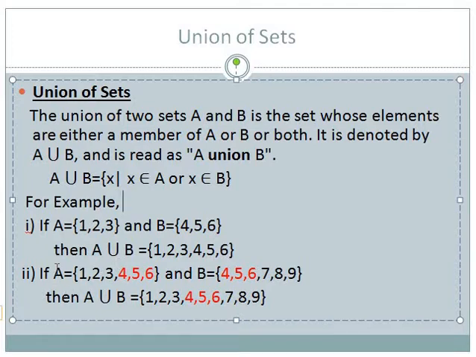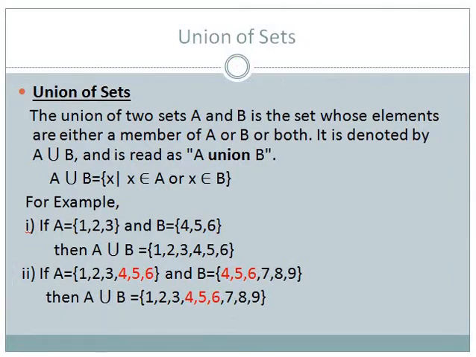Now in the next example, A represents the set from 1 to 6 and B represents the set from 4 to 9. You can see there are common elements between A and B, that is 4, 5 and 6. So who are the members of A ∪ B? From 1 to 9, taking 4, 5, 6 once. So all the elements of A ∪ B are either a member of A or a member of B.